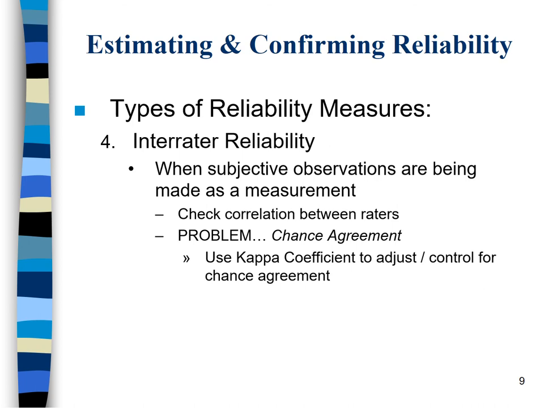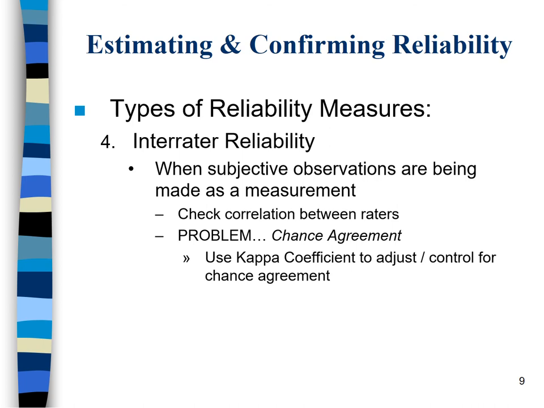So the main problem with this one is what is known as chance agreement. Sometimes people may just guess, and it may appear that they are being consistent in how they're measuring something, but it wasn't because they really thought they saw it. They were just guessing.